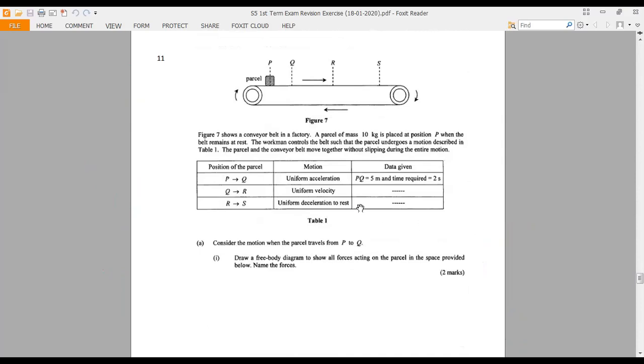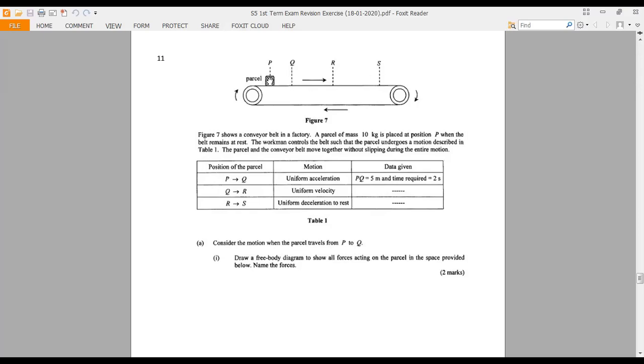Okay, next one is a question, again, quite similar to the examination. I would say similar, not exactly the same. What is happening is a parcel is being put on the conveyor belt in the factory. It means that you have to move an object from point P to point S. Surely it can't move too fast because it's just like transporting an object from point P to S.